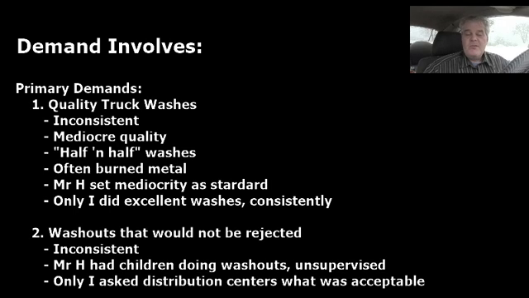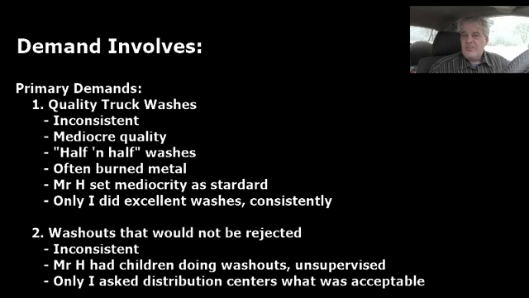How about washouts that would not be rejected by distribution centers and such? Well, they were inconsistent. Can you believe that? Like everything else we did, they were totally inconsistent. Now, if Mr. H had his children out there doing a trailer washout, they could be really, really bad. But there were a couple other employees who came and went who also did really, really bad jobs.